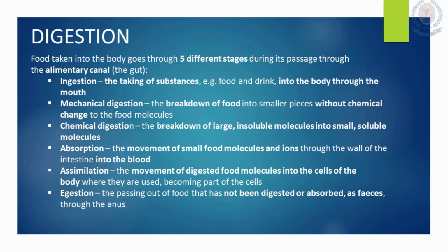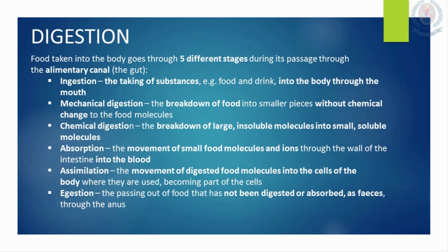Then mechanical digestion. Mechanical digestion means breaking down of food into smaller pieces without chemical change to the food molecules. Only mechanically breaking down the food particles. Then chemical digestion. Chemical digestion means breaking down of large insoluble molecules into small soluble molecules. Then absorption. Absorption means the movement of small food molecules and ions through the wall of the intestine into the blood. That means small food molecules and ions should be absorbed into the blood.